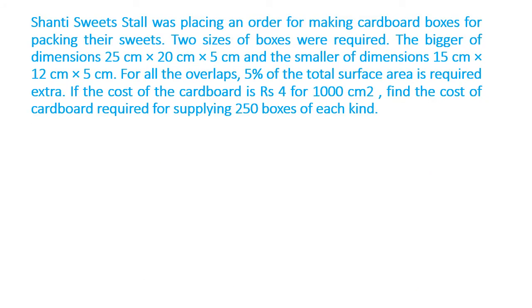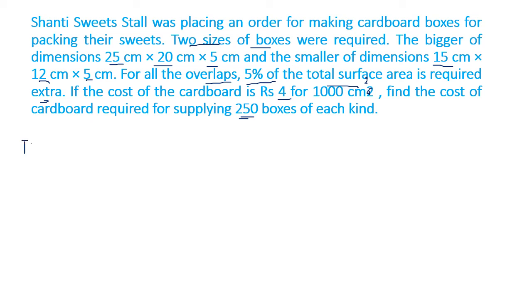Next we have Shanti sweet stall, which was placing an order for cardboard boxes to pack their sweets. Two size boxes are required for the sweets. The biggest dimensions are 25 by 20 by 5, the smallest dimensions 15 by 12 by 5. Now when you fold the box, there are overlaps. So 5% of the total surface area is required extra for the overlap. Cost of cardboard is rupees 4 for 100 centimeter square, and we have to find the cost of 250 boxes of each kind. Means 250 of the bigger and 250 of the smaller.